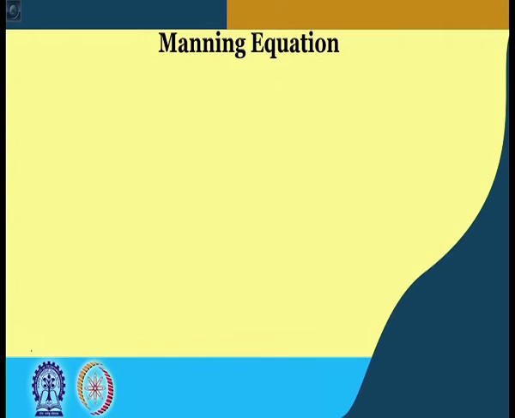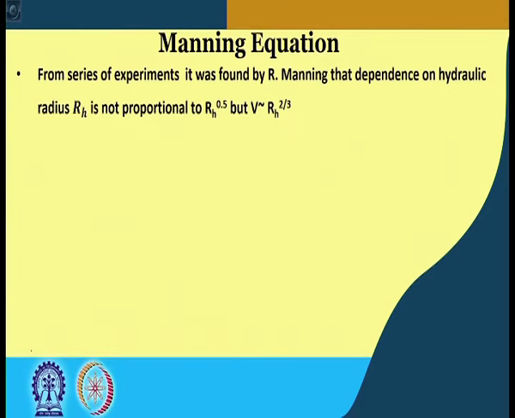Welcome back. We are going to start with the last lecture. We saw what the Chezy equation and the Chezy coefficient was, and now we are going to start with Manning's equation. We found out that Chezy related the velocity proportional to RH to the power half, where RH is A by P, area divided by wetted perimeter, and RH to the power half was what Chezy derived.